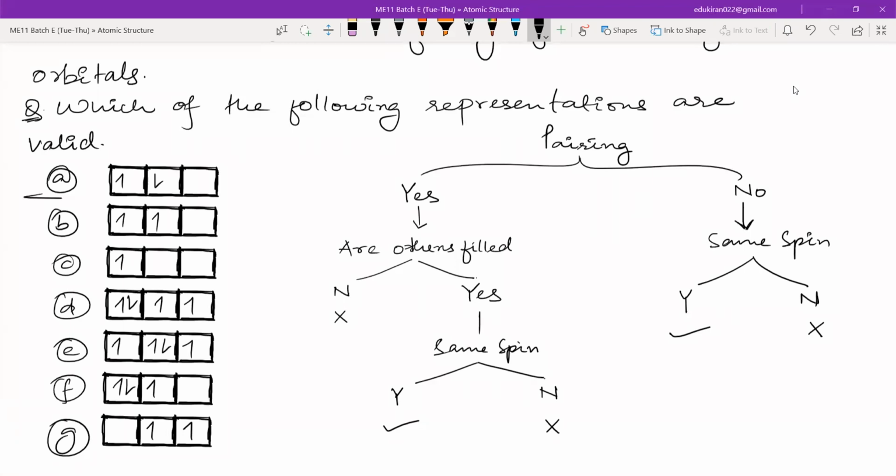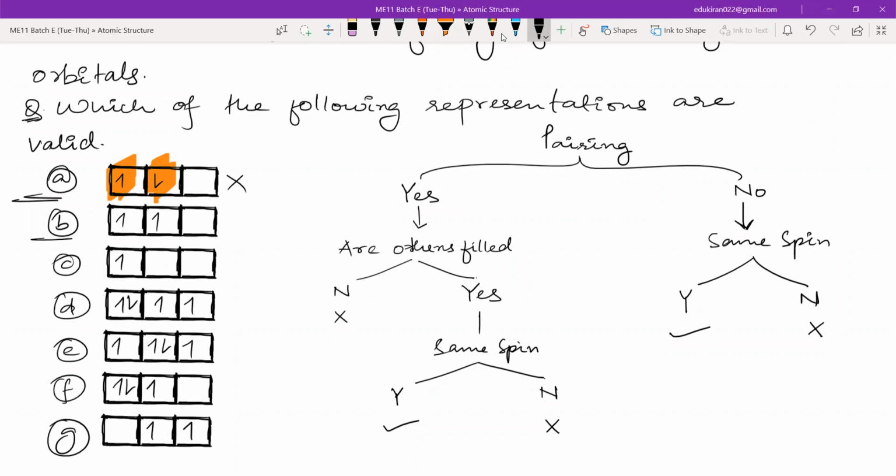In the first question, the A question, is there any pairing? No, sir, no pairing. Now, those that have not been paired, are they filled in the same spin or different spin? Are they filled in the same spin? No, they are not filled in the same spin, right? So that is why this is wrong.